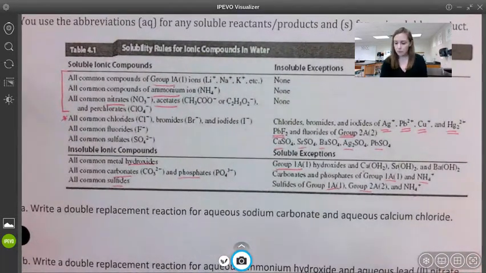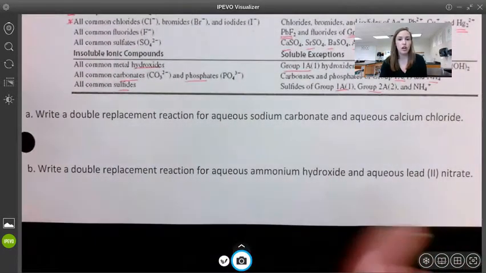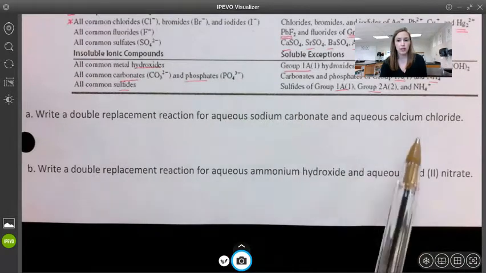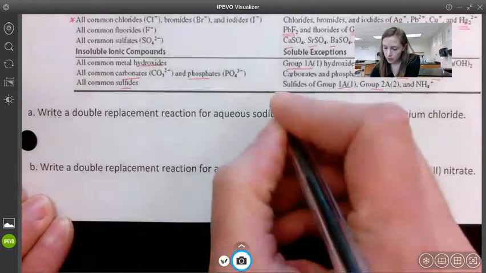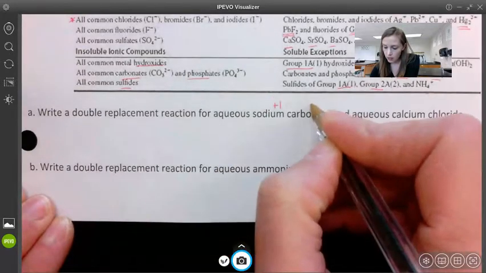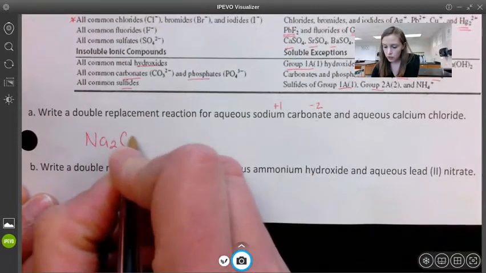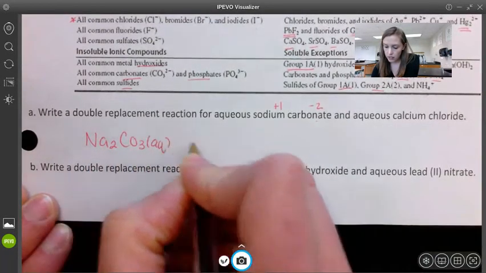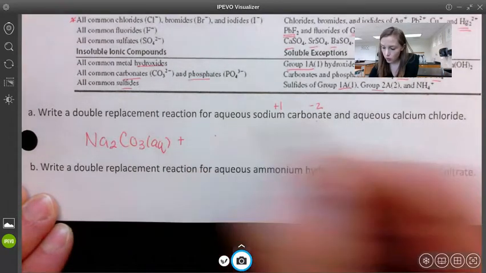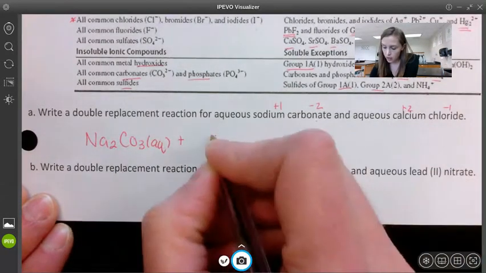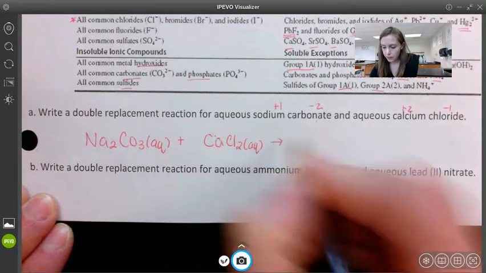So this first one is just write a double replacement or precipitation reaction for aqueous sodium carbonate and aqueous calcium chloride. So I'm going to start by writing my two reactants. So sodium is +1, carbonate is -2. So my first one is going to be Na2CO3, and that's aqueous. That is going to react with our calcium chloride. So calcium is +2, chloride is -1. So this is going to be CaCl2, and then this is aqueous.